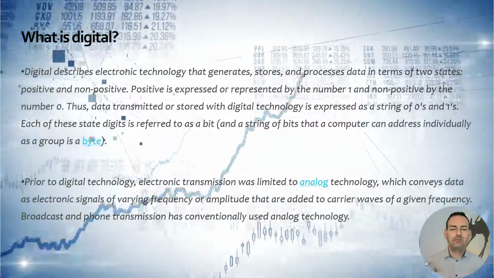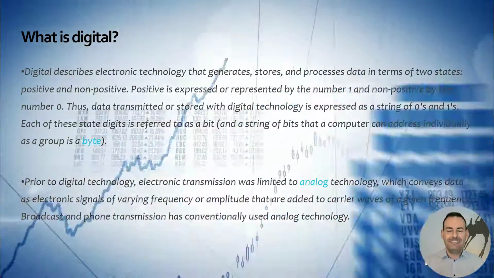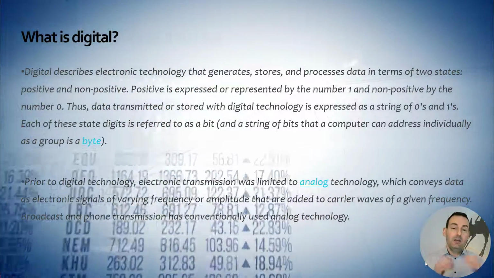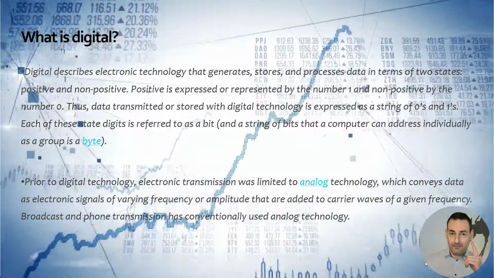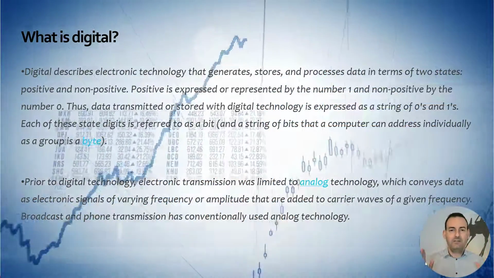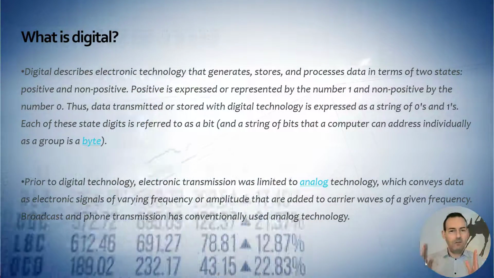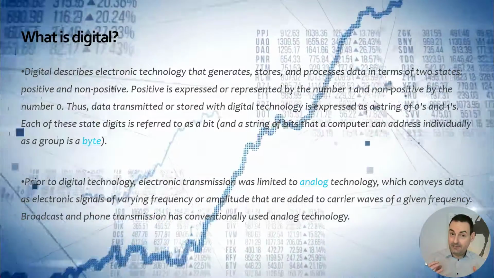So digital describes electronic technology that generates, stores, and processes data in terms of two states, positive and non-positive. So positive is represented by the number 1 and non-positive is a 0. And they combine a bunch of these together. So you can have 0, 1, 0, 0, 1, 1, 0, 0 represents, could be the character A.